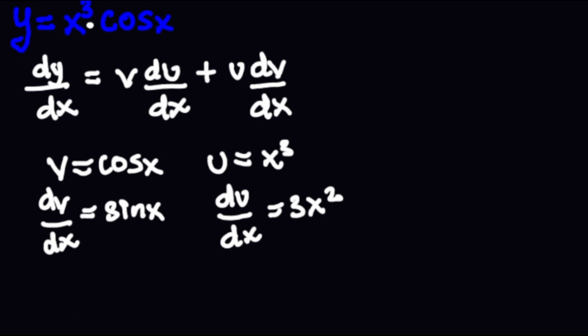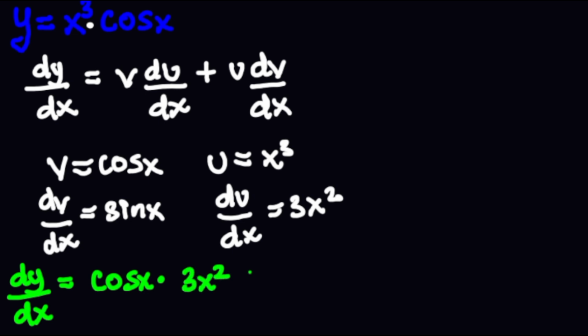I'm going to have it divided by the x. Divided by the x is going to be equal to v, that's actually cos x, then multiply du dx. du dx is actually 3x squared, right? Then plus again, I'm going to have u rather is going to be x raised to the power of 3. Then we're going to multiply by dv dx, which in this case is actually sine x. So we're going to go ahead and simplify this expression a little bit.